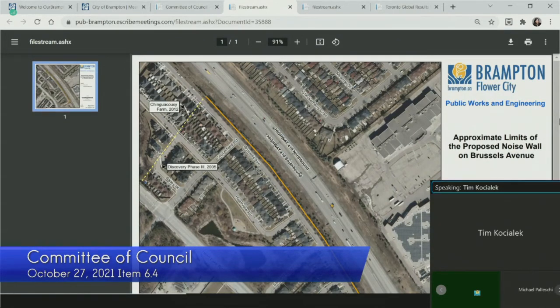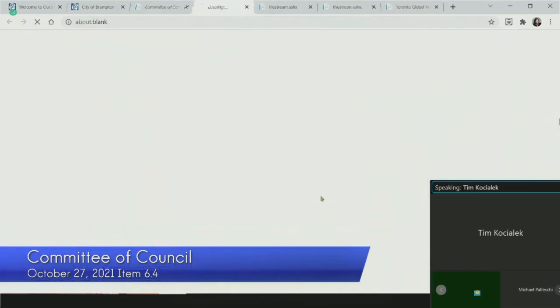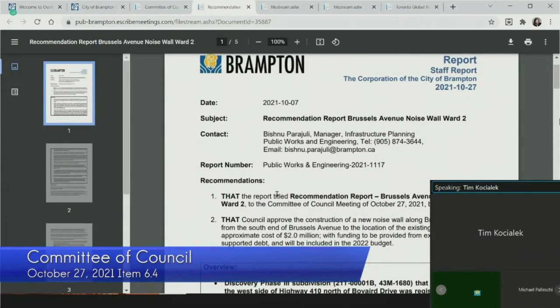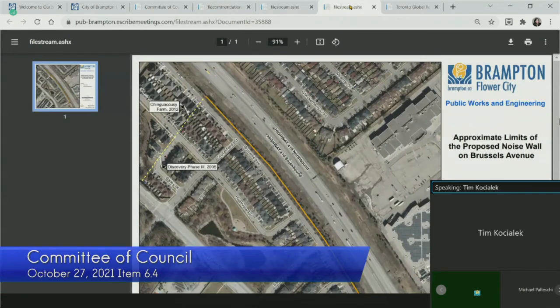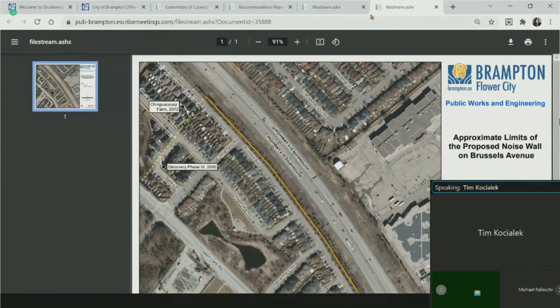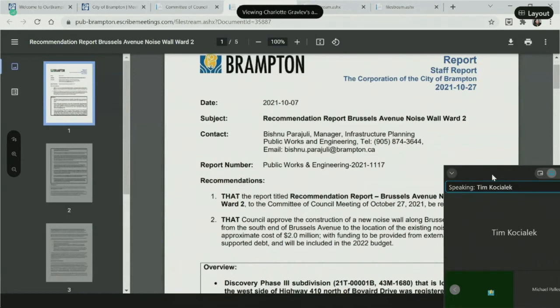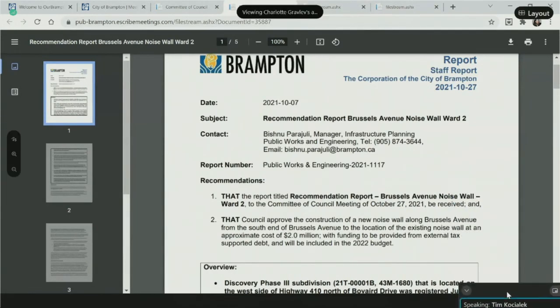So when they did the development at that time, the highway wasn't extended as far as it was, and the growth and demands weren't as high. So the noise levels they anticipated were quite a bit lower. I think that's one of the reasons at the time when the development was built, they didn't build the noise wall. But we have a recommendation report here to bring forward to include in the 2022 budget to construct a noise wall. And maybe I'll let Bishnu Parajuli, who's the manager in that area and is working on the report, provide a bit more details of his report.